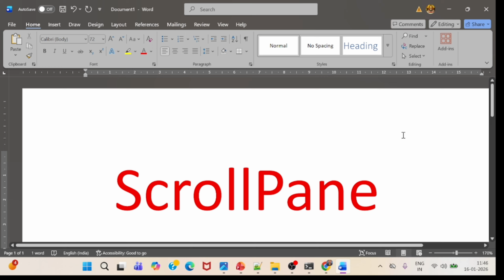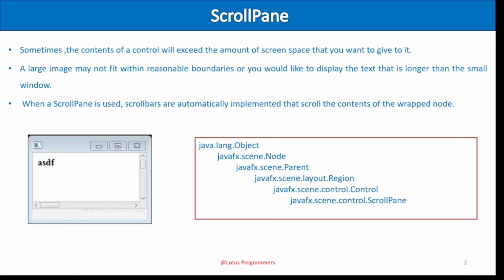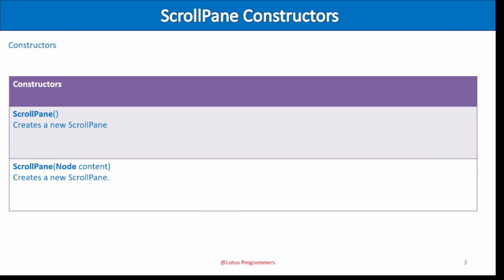So that means in the MS Word editor, this is a text area component. This text area component is added to the scroll bars. So this is the way ScrollPane is a very important component used in JavaFX programming as well as in every graphical interface. Let us go for discussion of constructors of the ScrollPane component.